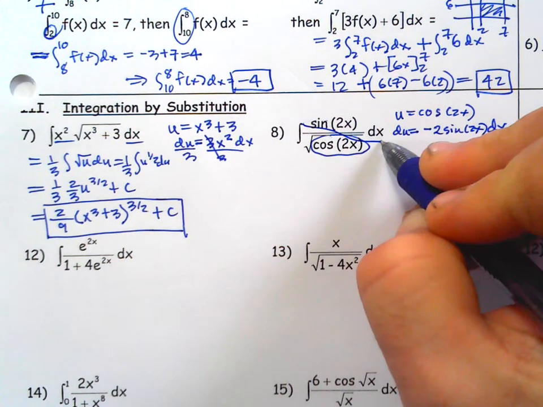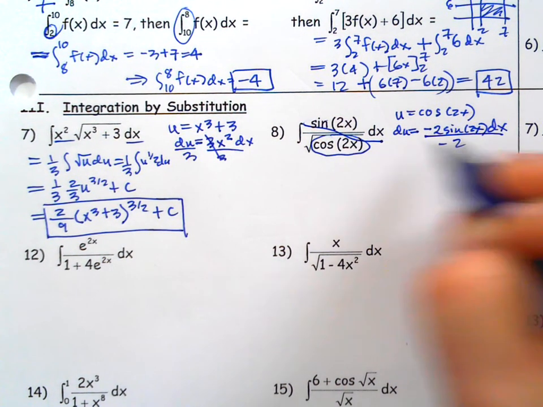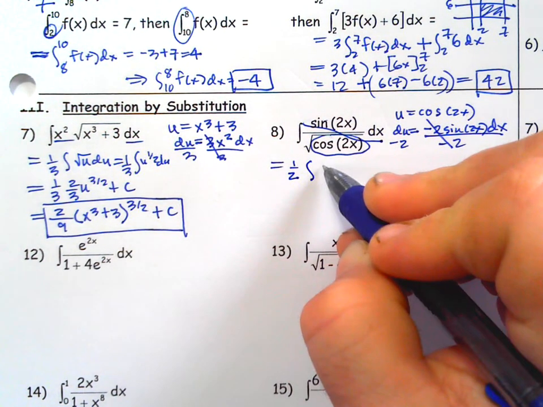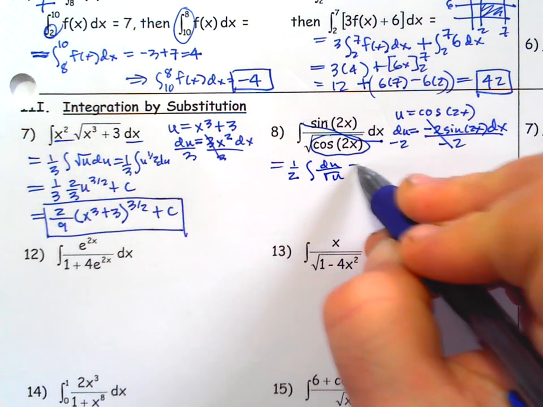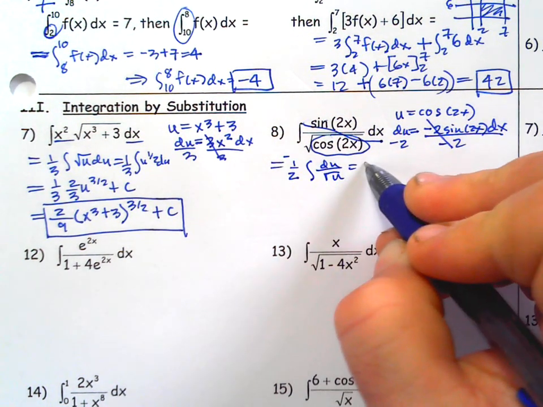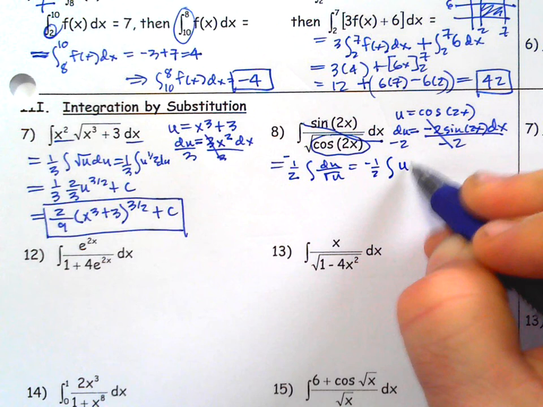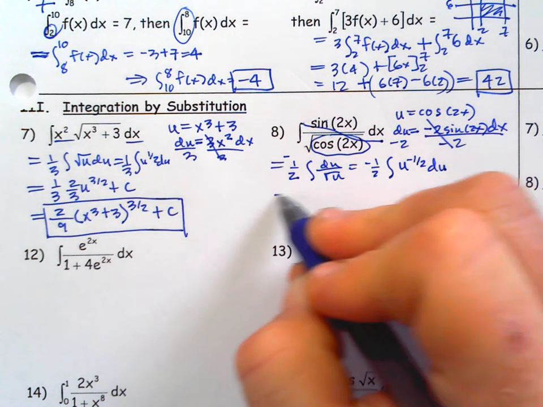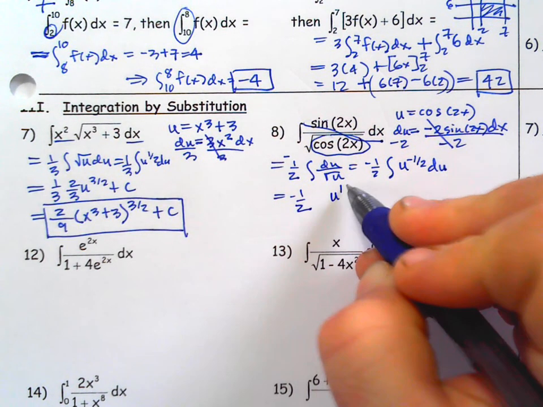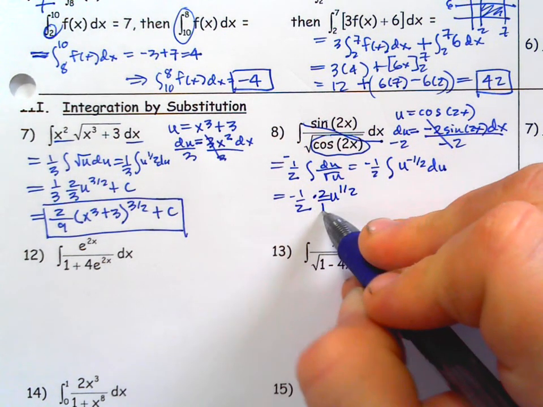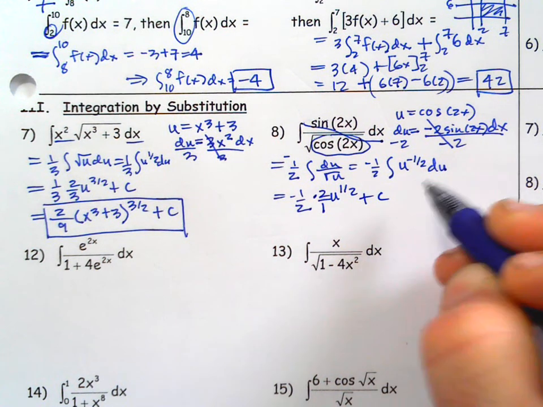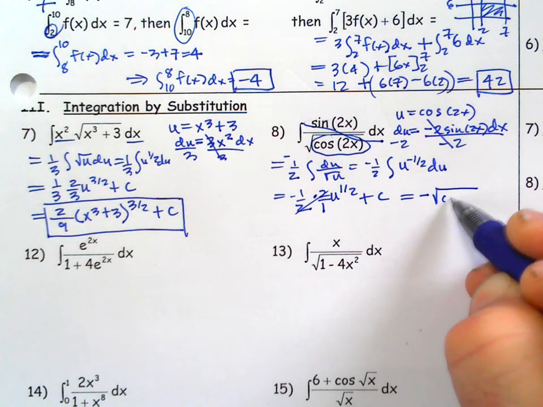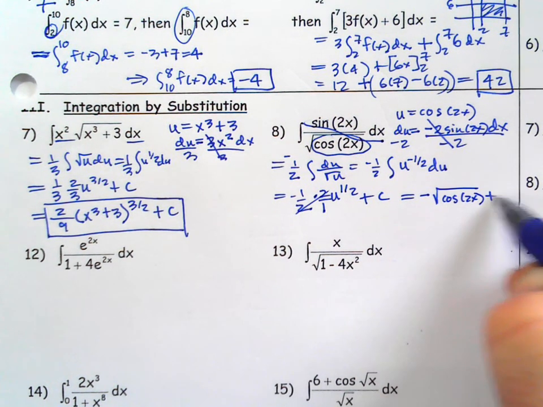We want sine 2x dx, but we don't want the -2. So this is going to be -1/2 integral of du over the square root of u, which is -1/2 integral of u to the -1/2 du. It's not natural log, it's the power rule. So it's going to be -1/2 u to the positive 1/2 divided by the new exponent, plus c. And that's going to be negative square root of cosine 2x plus c for your final answer.